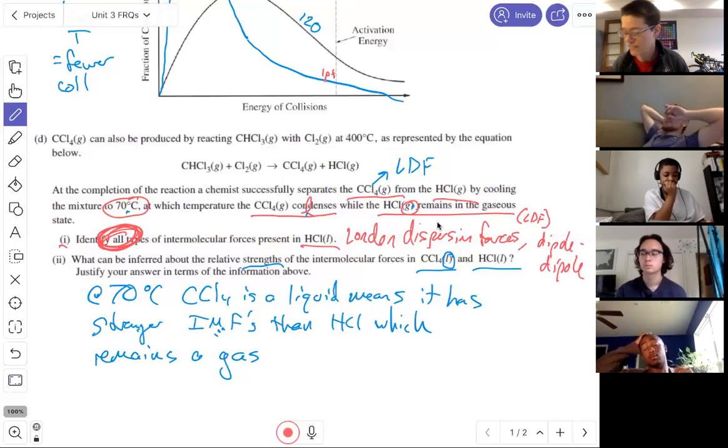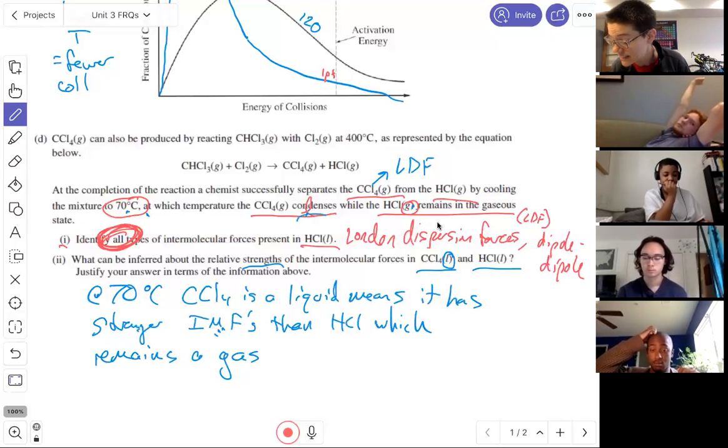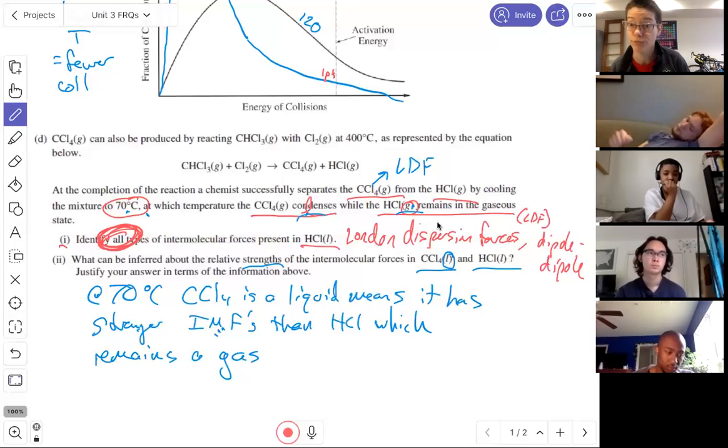So you have to answer the question based on the data they give you in the problem. And the data in the problem clearly says at 70, this is a liquid, this is a gas. Hands down, all you need to pull from that is liquid has stronger forces than gas. Don't overthink it. The question is designed to have you overthink it. Annoying.